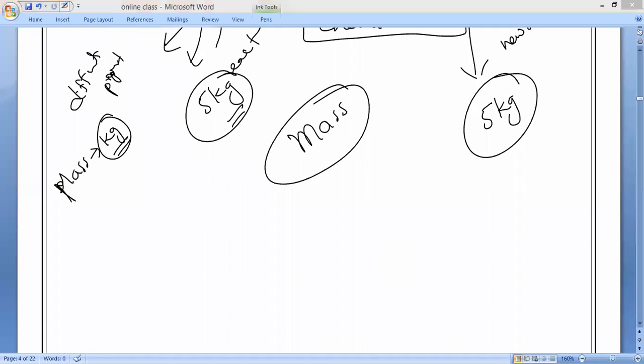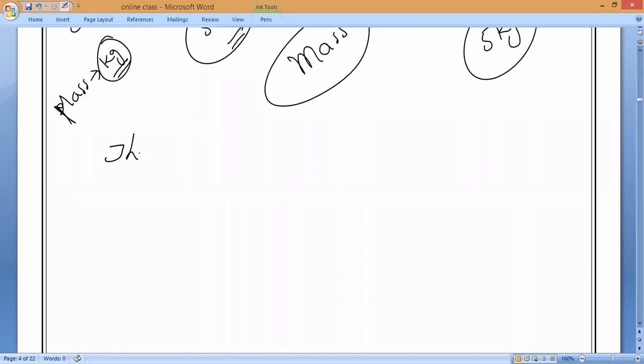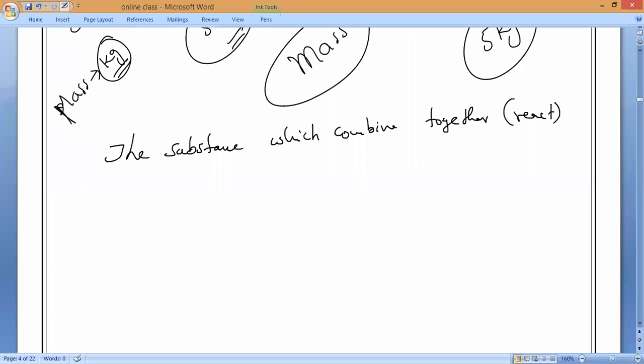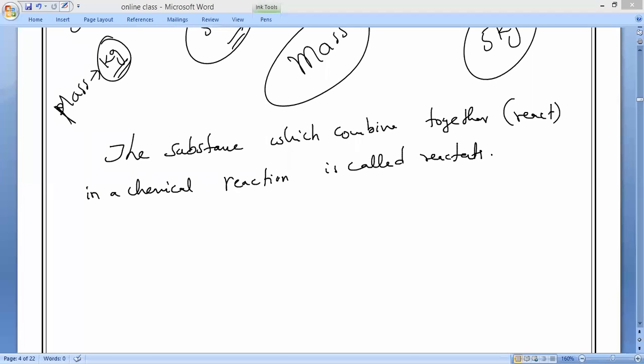First, if you want, you can write reactants. The substances which combine together or react together in a chemical reaction are called reactants. New substances formed as a result of a chemical reaction are called products.